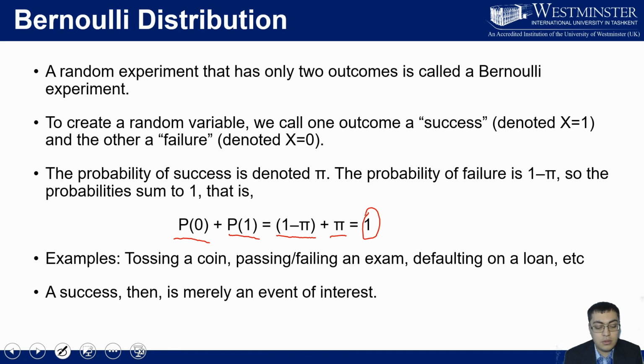So for example, let's look at tossing a coin. Let's say we are interested in a tail showing up. That would be our success, and the failure in this regard would be throwing a heads. Or for example, passing or failing an exam, defaulting on a loan, etc. Right? So like I said, a success is just the event that we are trying to study.